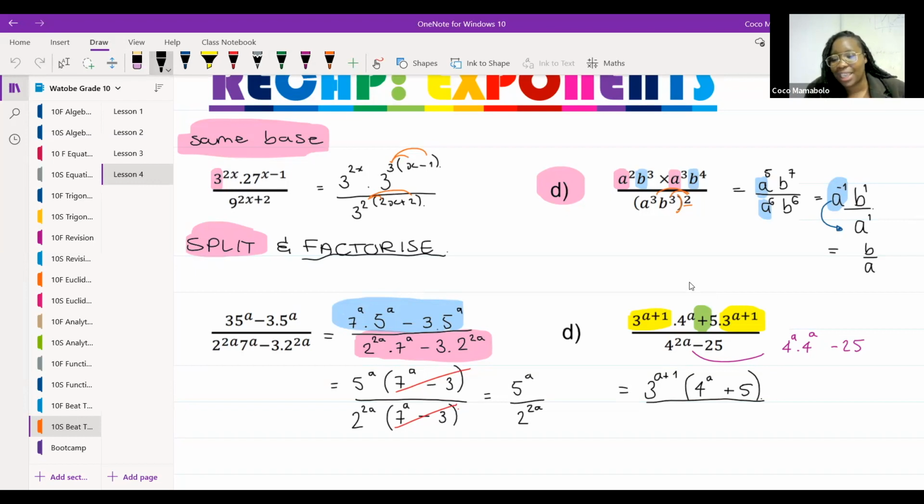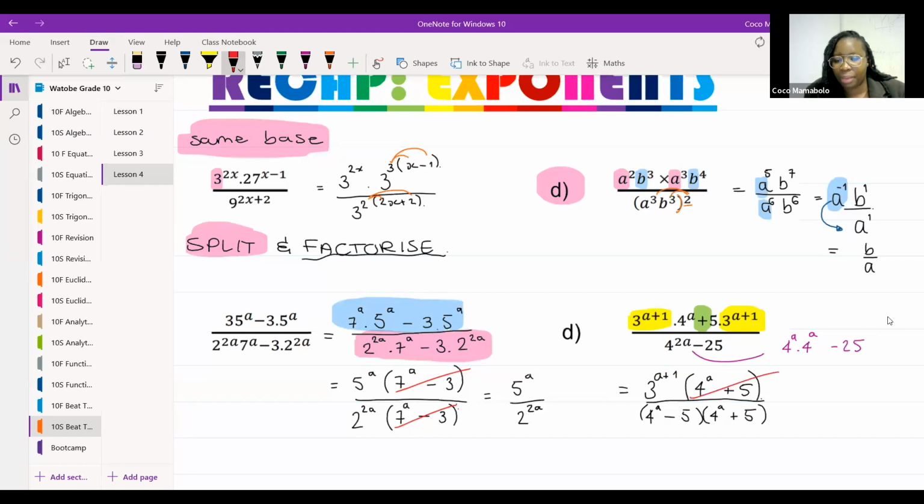I know that if I take this and I split it into 2, I'm going to get 4 to the power of a minus and 4 to the power of a plus, and then the square root of 25 will be 5 and 5. Do I see anything that's common? Yes, I do.